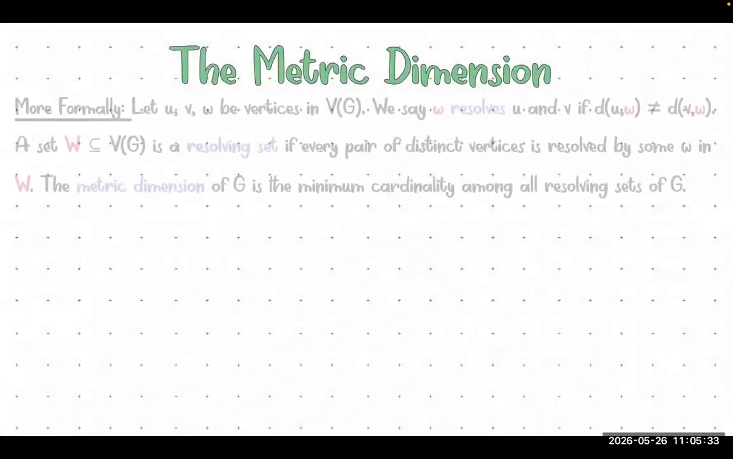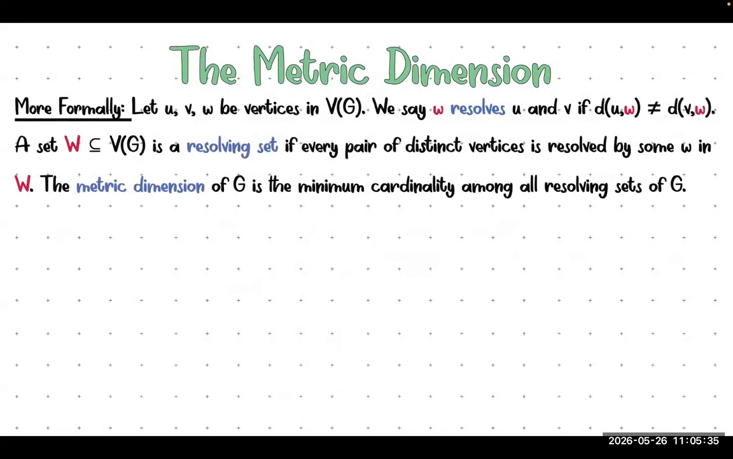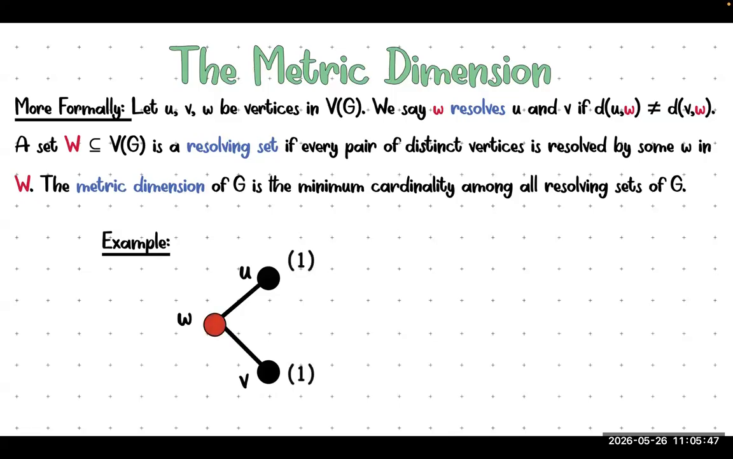So here's a more formal definition. We say W resolves U and V if the distance from U is different from the distance to V. Here's an example. We have this labeling. Then W does not resolve U and V because the distance is the same for both. If we have this labeling instead, then W does resolve U and V as their distance vectors are different.